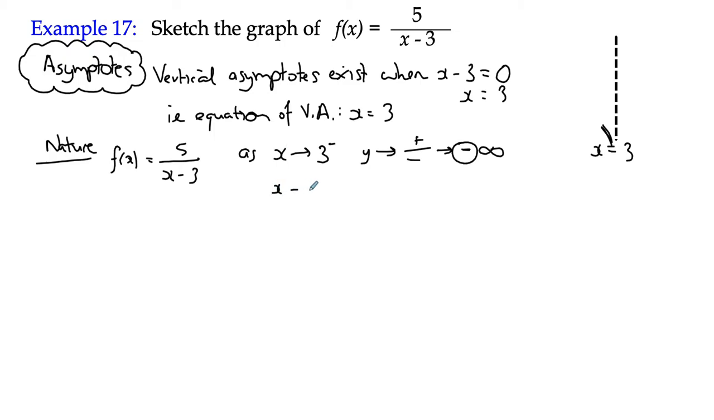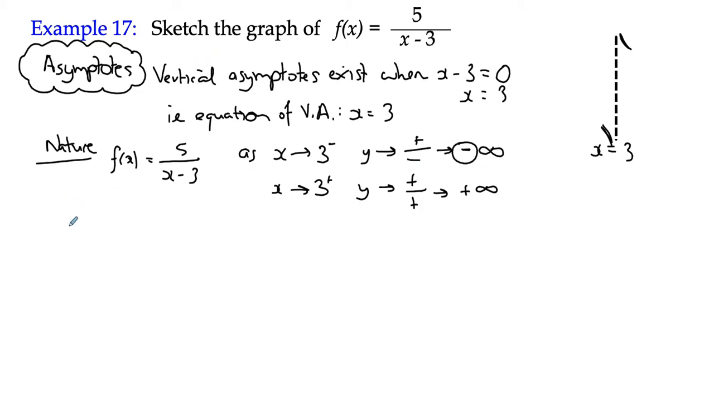What about when x is just above 3? Well, the numerator is always positive because it's 5, a constant term. But on the denominator, x minus 3, with x just over 3, is going to be positive, which means that overall the y coordinate is going to be positive, and it's going to tend towards positive infinity, just on the right hand side. So that's going to be the nature of our vertical asymptote, and we'll bag that.